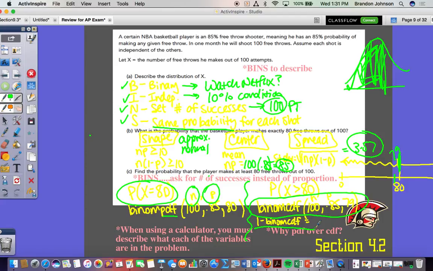If I said, what is the probability out of those 50 of hitting exactly 40? We'd use binomial PDF. 50 would go here, and 40 would go here. But if I said 40 or greater than 40, I would do 39 or anything less than 39 of binomial CDF, and then 1 minus that value.